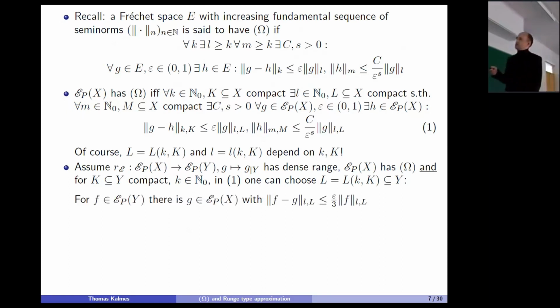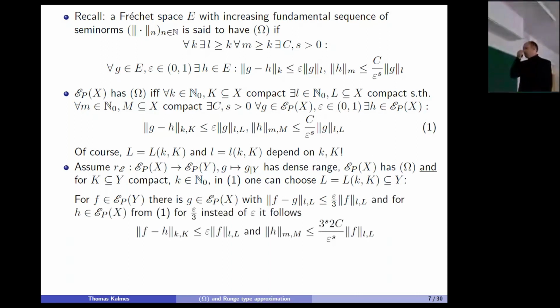Because we have dense range of the restriction map, then for this compact set L and the error approximating threshold epsilon over 3, we find some g, a homogeneous solution of the homogeneous equation in X, which approximates our homogeneous solution in Y with this here. Since L is a compact subset of Y, all this makes sense. And if now for this g, we choose an h according to property omega for the threshold epsilon over 3 instead of epsilon, the ubiquitous triangle inequality will lead to this quantitative approximation.